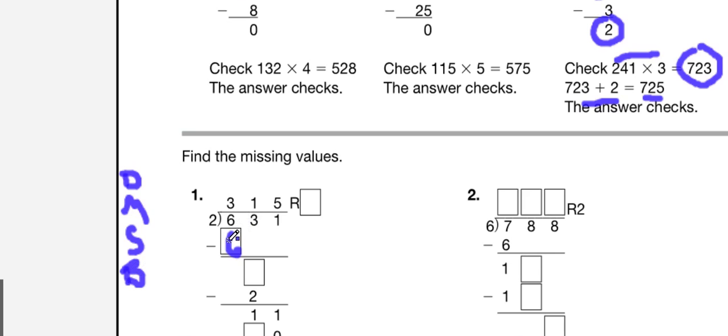So I subtracted. 6 take away 6 gives me 0. And then I do my last step. I bring down the 3. By the way, that's not 61. That should be an arrow.